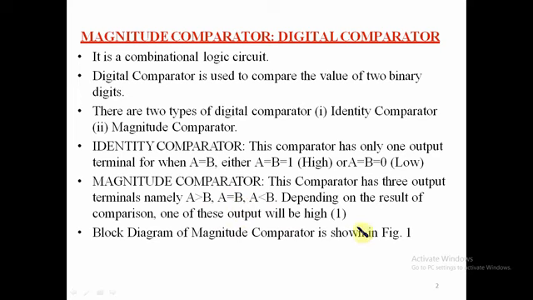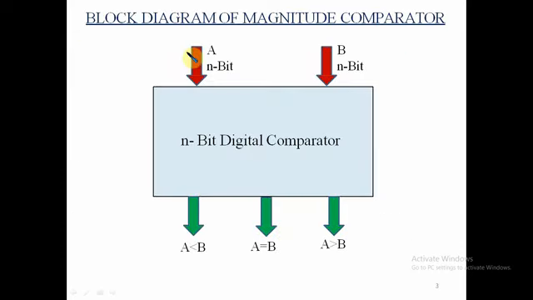The block diagram is given in detail here. There are two inputs, and each has n number of bits, for example a1, a2, a3, a4 up to an, and the same for b1, b2, b3 up to bn. A has n bits, and b also has n bits. Hence in this block diagram it is named the n bit digital comparator. It has three outputs: a less than b, a equal to b, and a greater than b.